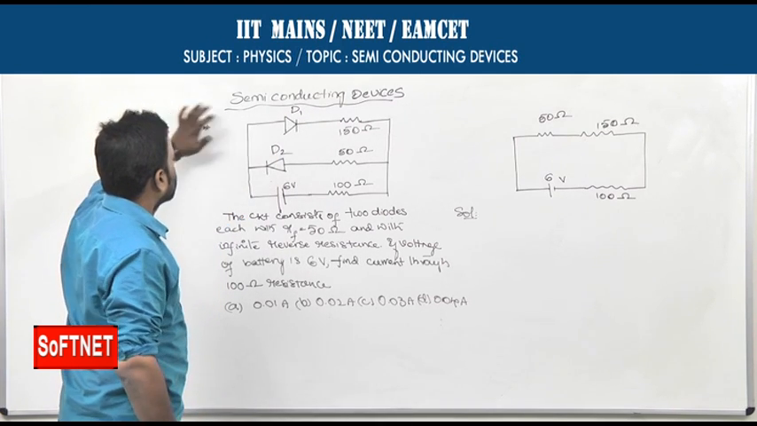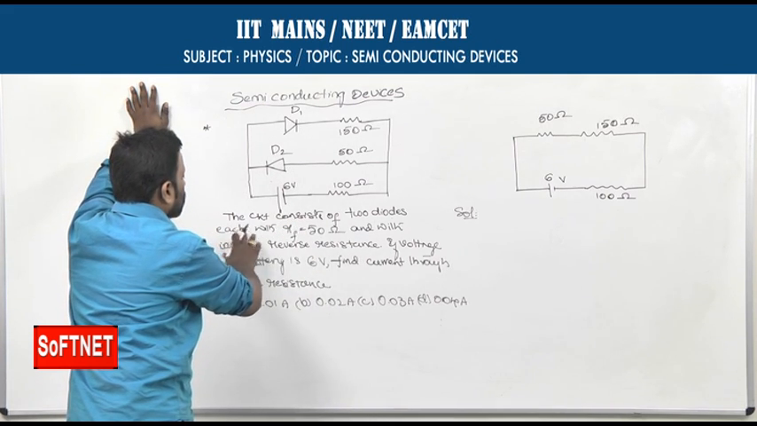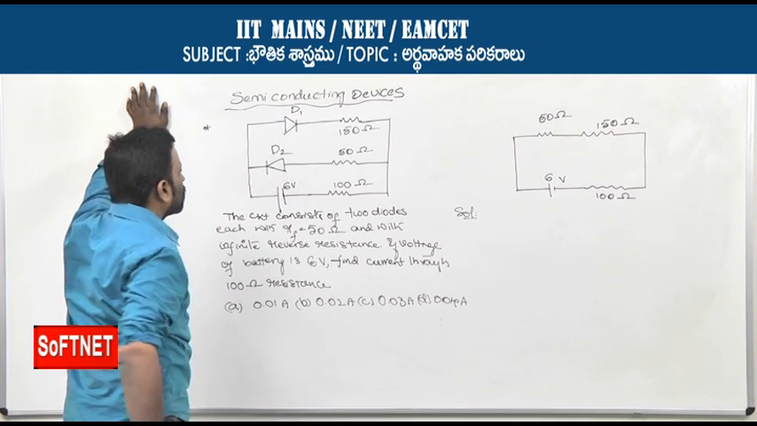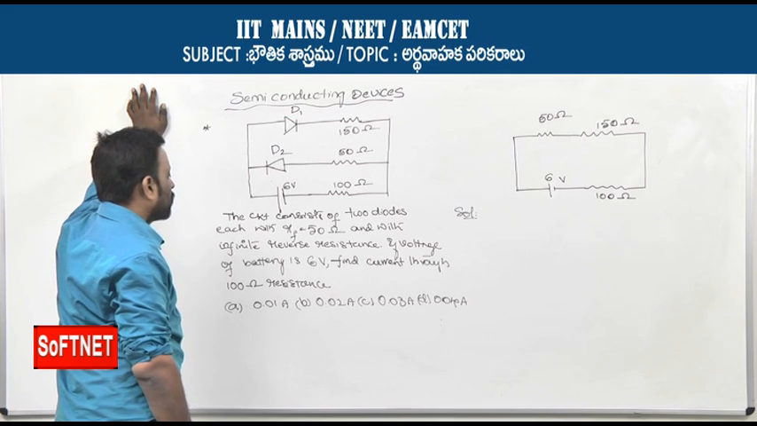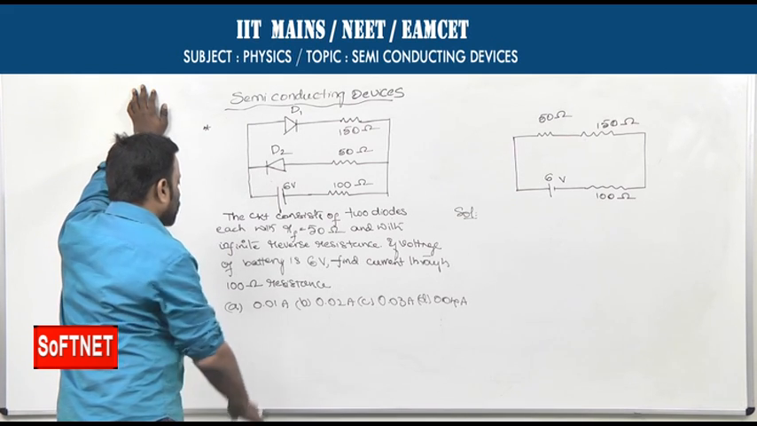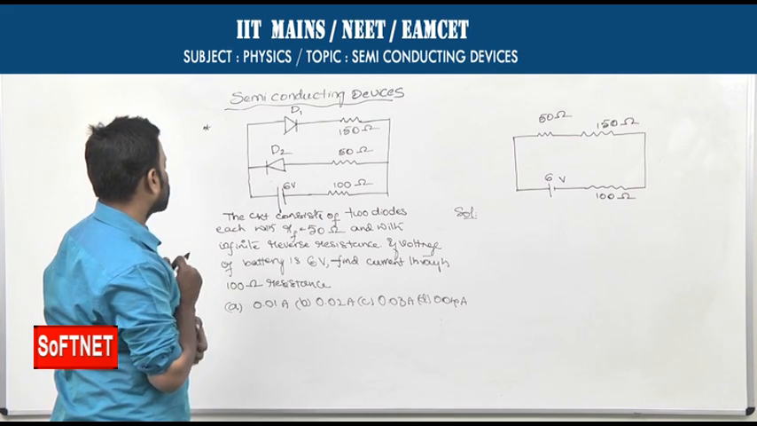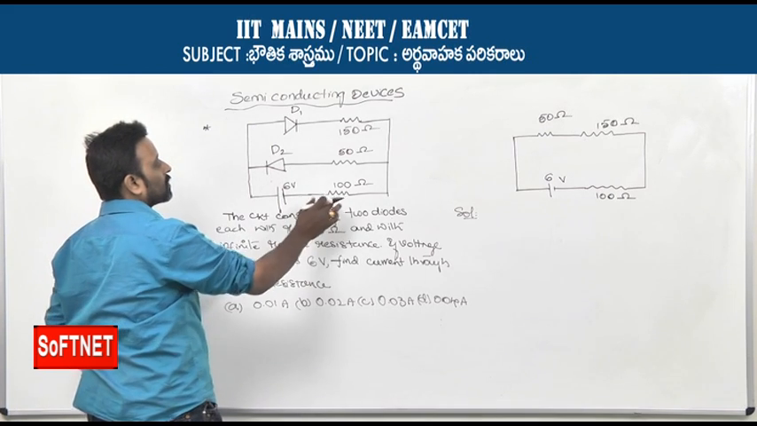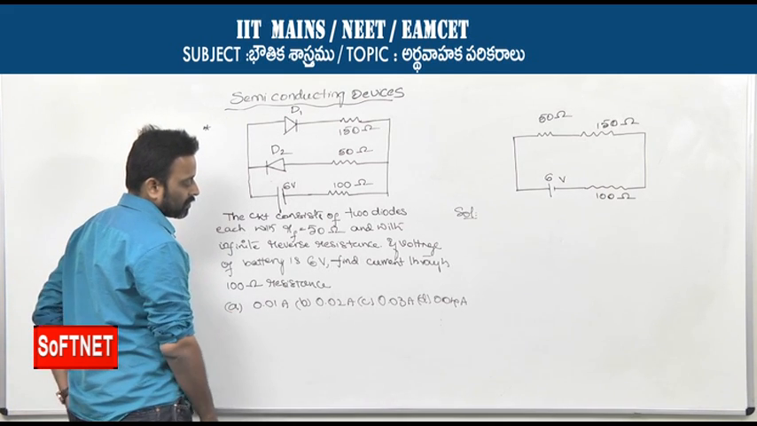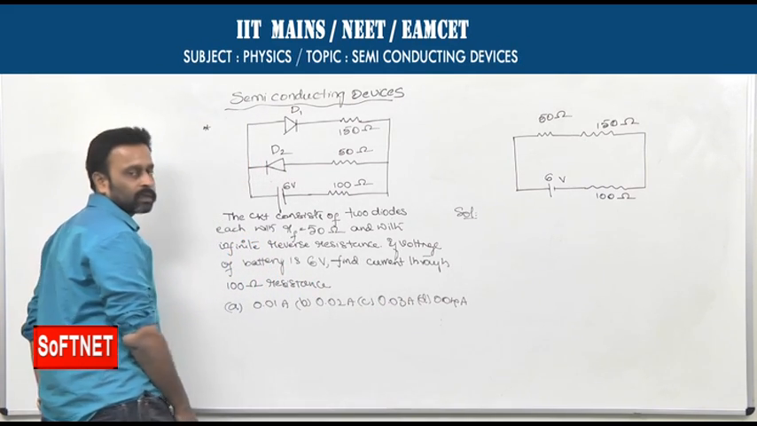According to the given data, these two are the diodes D1 and D2. This circuit consists of two diodes, each with a diode forward resistance of 50 ohms, and with infinite resistance in reverse bias. If the voltage of the battery connected across these diodes is 6 volts, you are asked to calculate the current through the resistance of 100 ohms. The given options are 0.01 amperes, 0.02 amperes, 0.03 amperes and 0.04 amperes.